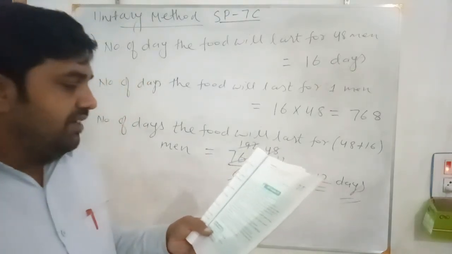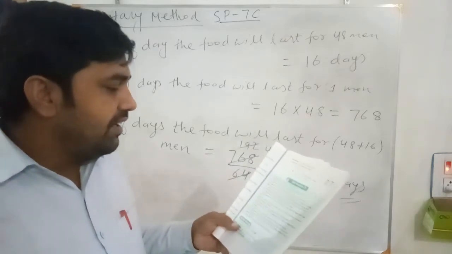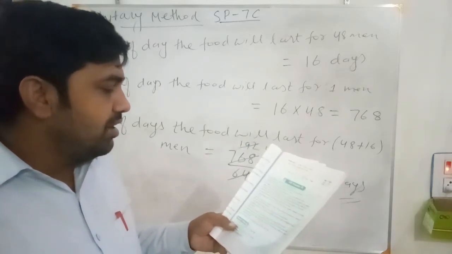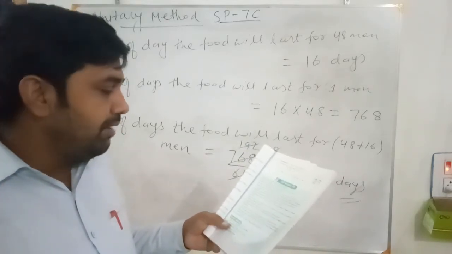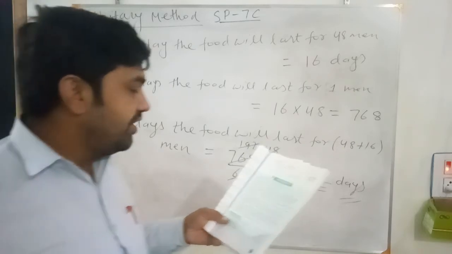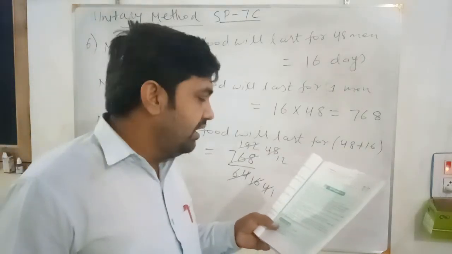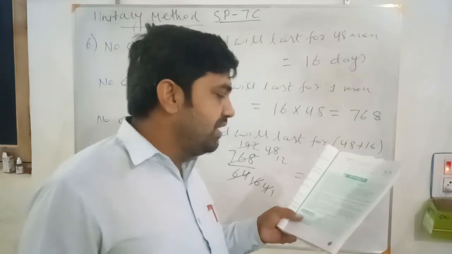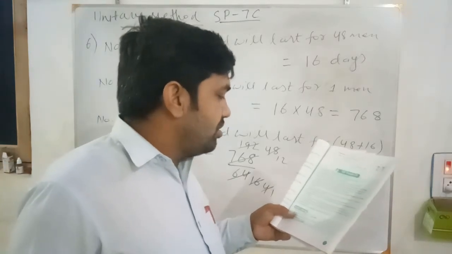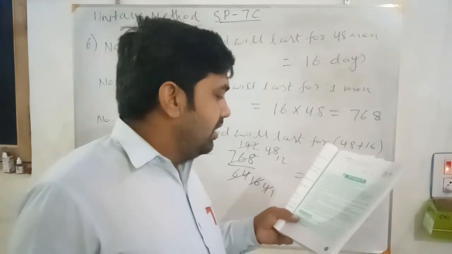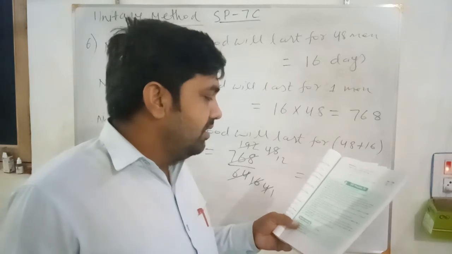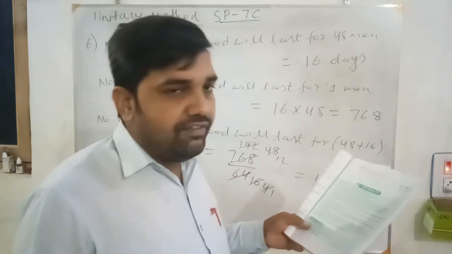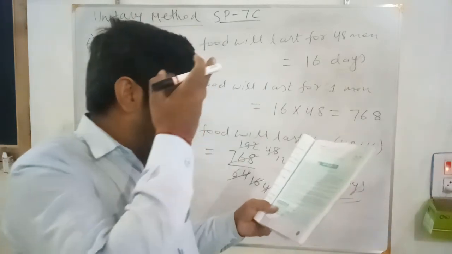Now see question number 10. If 10 kg of mango costs rupees 540, how much will 27 kg cost? Again you can find it with the help of the unitary method. You will find the cost of 10 kg of mango equals 550. Therefore the cost of 1 kg mango equals 550 divided by 10, which gives you rupees 55. Now the cost of 27 kg mango will be what? 27 multiplied by 55, because the cost of 1 kg mango is 55.